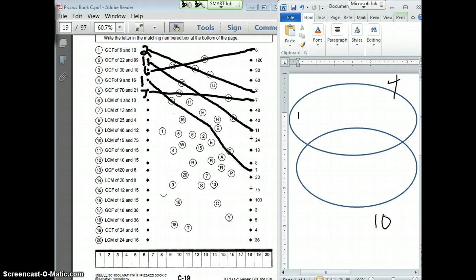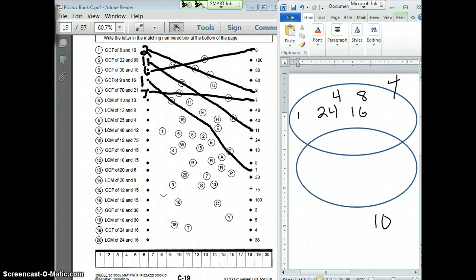But this time we're looking for least common multiple, so we're getting bigger. So 4 times 1 is 4. That's our smallest one that we can do. 2 times 4 is 8. 3 times 8 is 24. 4 times 4 is 16. I think I missed one in there. What did I do? Oh, I started going to 8. Sorry. And I need a 12 in there.